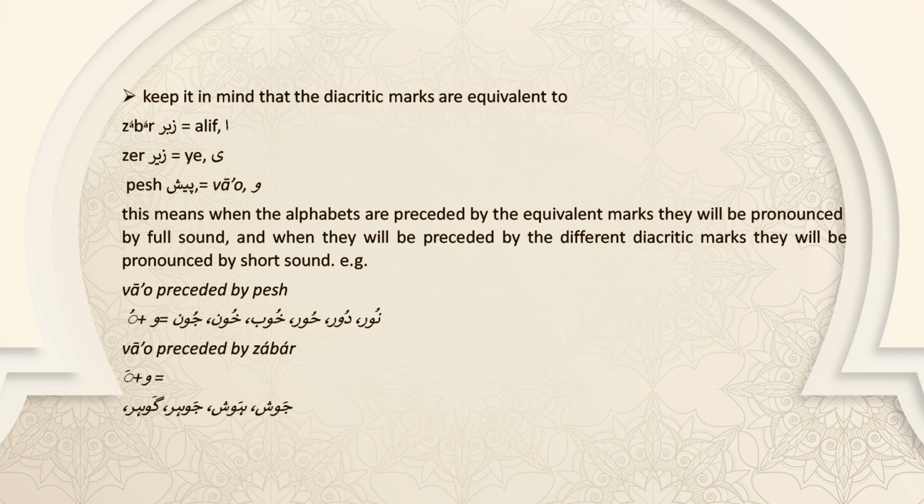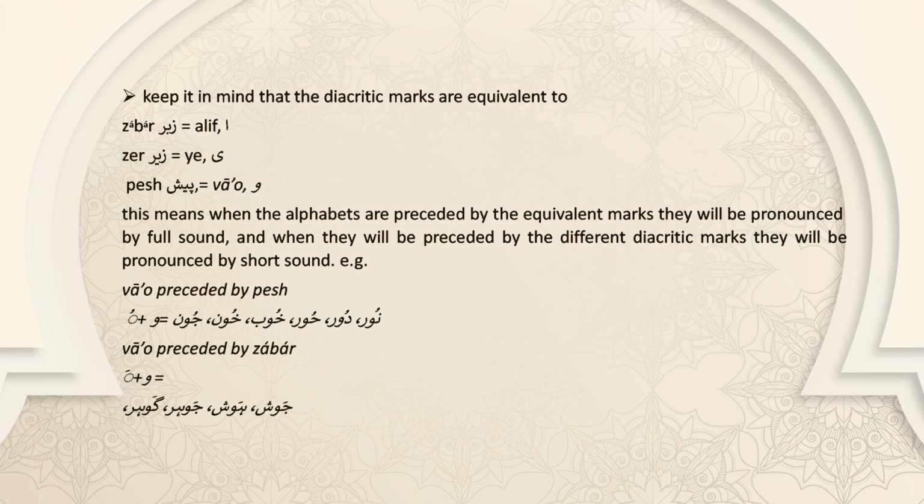Now keep in mind that the diacritic marks are equivalent to the vowels. We have practiced this concept a lot during the vowel group and the ye group. Here we are again reminding you that the diacritic marks are equivalent to zabar, alif, zer, ye, pesh, vav. This means when the alphabets are preceded by the equivalent marks, they will be pronounced with full sound. And when they are preceded by different diacritic marks, they will be pronounced with short sound. For example, vav preceded by pesh.